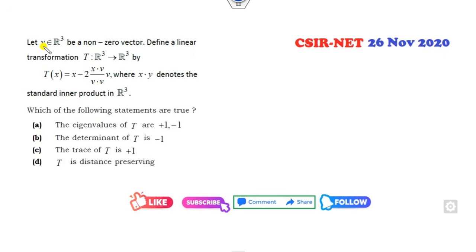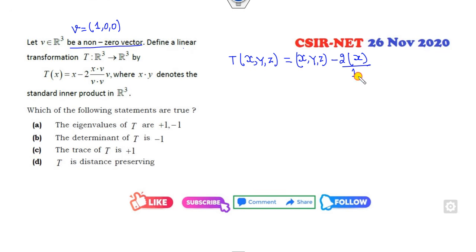Okay. V in R cube is any non-zero vector. I can choose any non-zero vector, say the simplest one, this number. Define a linear transformation T such that T of (x, y, z) is (x, y, z) minus 2 times (x dot V) divided by (V dot V) times V, where x dot V divided by V dot V is 1, into (1, 0, 0).